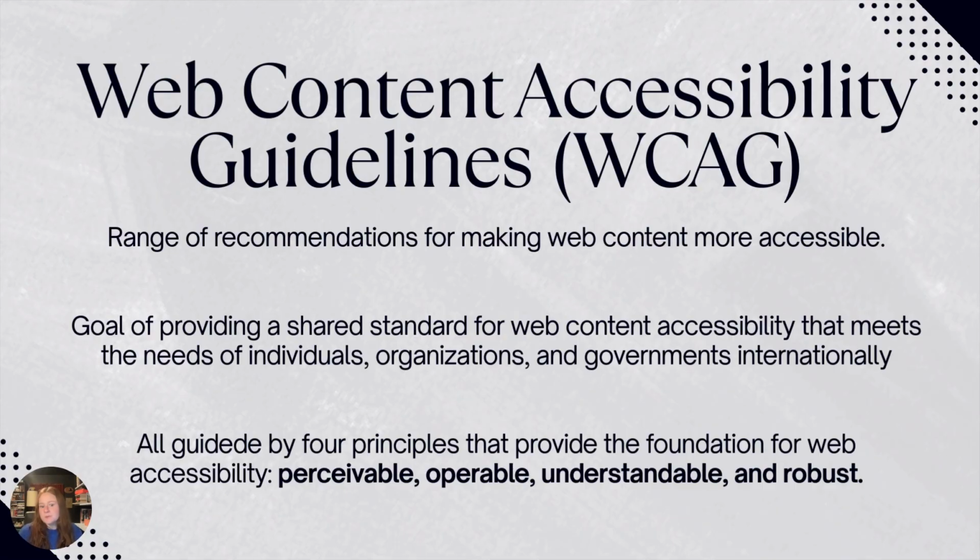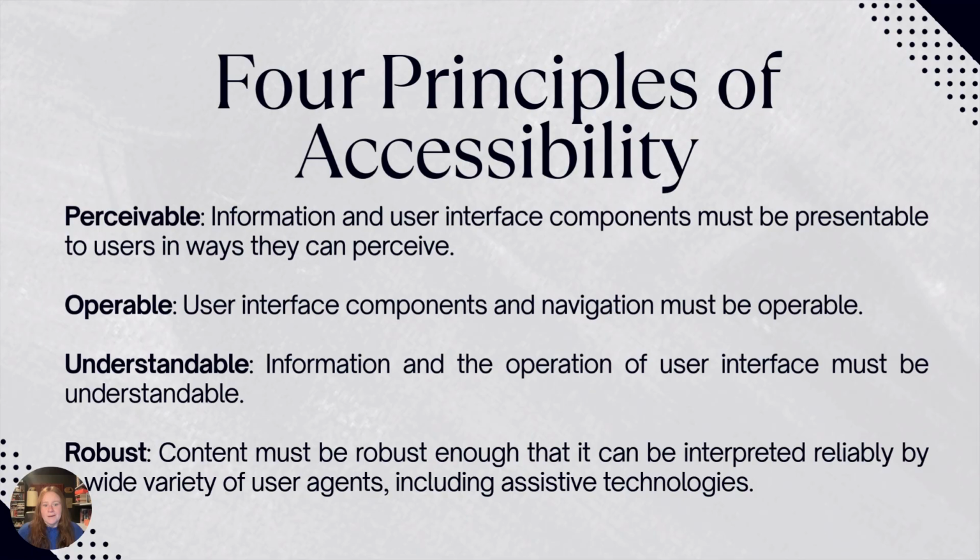And so there's 4 principles that I want to talk about today, and they are perceivable, operable, understandable, and robust. So perceivable is information and user interface components are presentable to users in ways that they can perceive. That means that they can actually take in the information that's being presented. It can't be invisible to their senses. Operable, user interface components and navigation must be operable, meaning users must be able to actually use the interface. It can't require interaction that somebody can't perform.